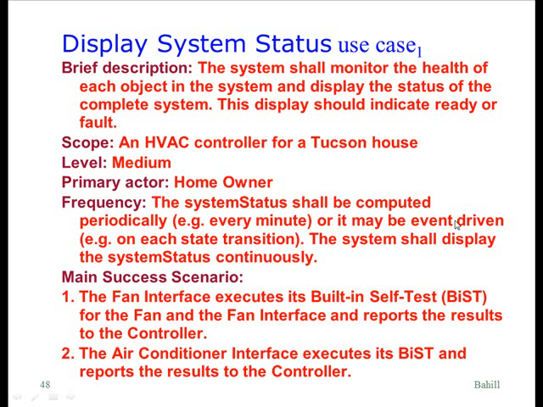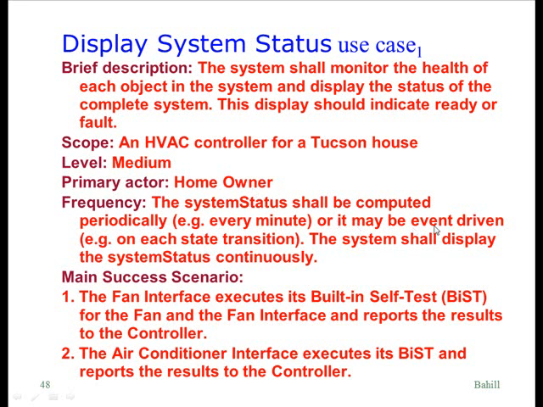So the system shall monitor the health of each object in the system and display the status of the complete system. They have added that this display should indicate ready or fault. So if something is wrong with the system, then the display should say that. Also, I think we also mentioned that the system status shall be computed periodically. For example, you can compute it every minute. Okay, so it's discrete time, every minute.